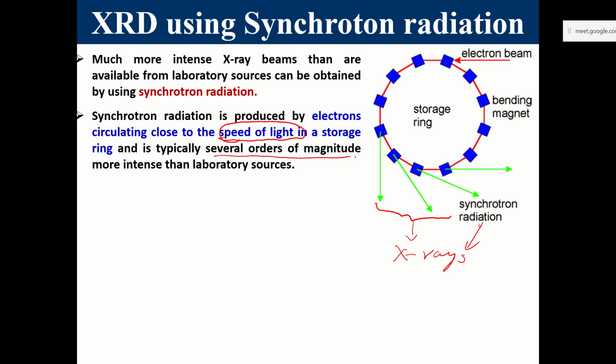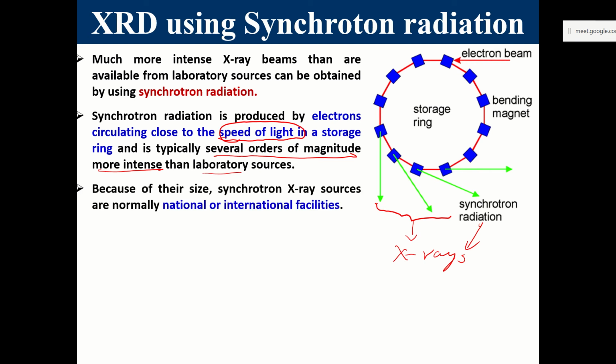They are several orders of magnitude more intense than any laboratory source of X-rays. So that is the advantage. Sometimes your laboratory X-ray diffraction may fail because the sample requires an intense source of X-ray, of slightly different wavelength, but in those cases it may fail. So there comes the need for these synchrotron radiations.